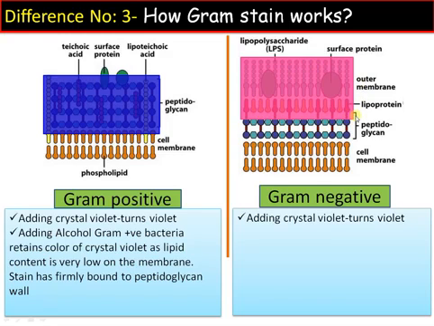Whereas in the case of gram-negative bacteria, lipid content is very high in the outer membrane. Therefore, alcohol will remove the crystal violet bound to the outer membrane. A further stain like safranin is needed to visualize gram-negative bacteria after alcohol treatment.